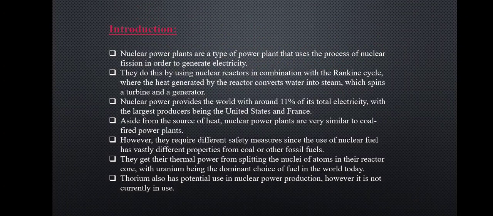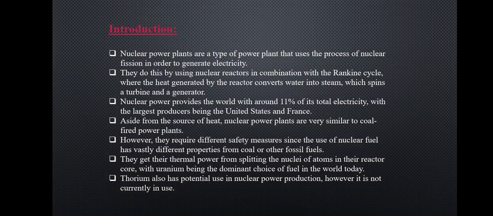Nuclear power plants are the types of power plant that use the process of nuclear fission in order to generate electricity. They do this by using nuclear reaction in combination with the Rankine cycle, where the heat generated by the reactor is converted into steam, which spins a turbine and a generator. Nuclear power provides the world with around 11% of its total electricity, with the largest producers being the United States and France. Aside from the source of heat, nuclear power plants are very similar to coal-fired power plants.